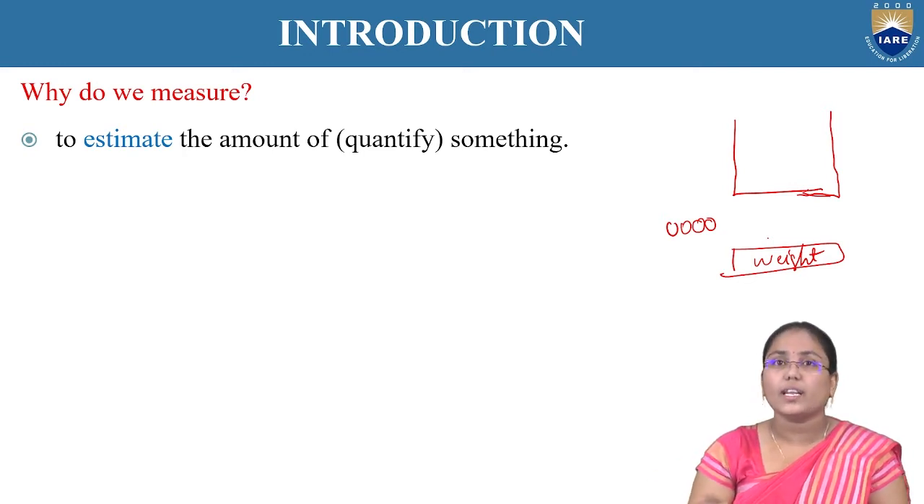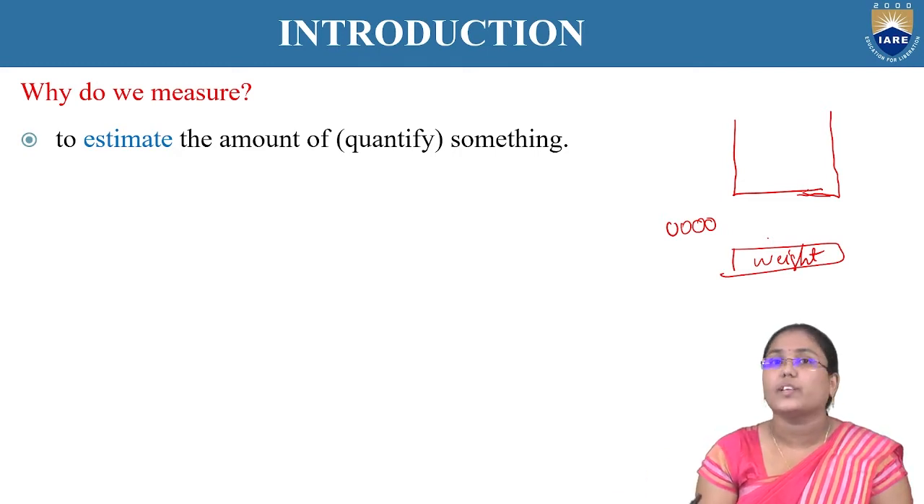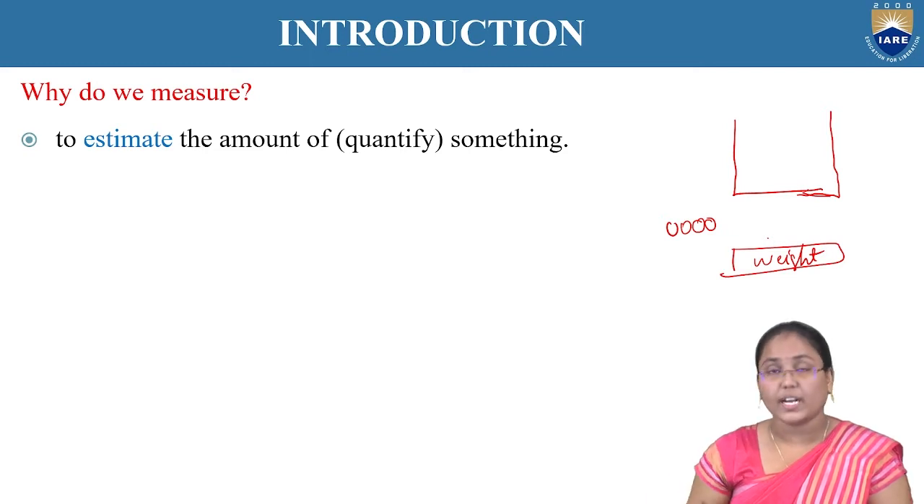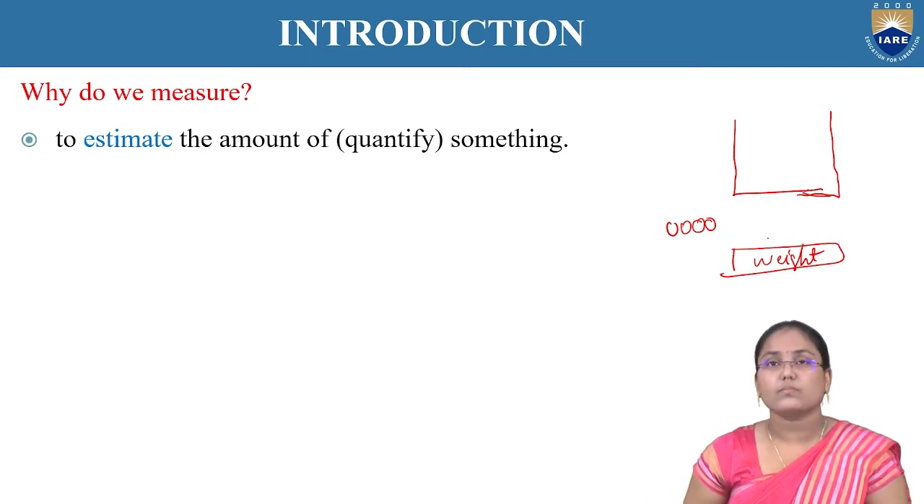Something is anything, any quantity we are going to measure, whether it is liquid, solid, or even gases, which we measure in terms of pressure and so on. Whenever there is some quantity, we have to quantify it, we have to estimate that particular something. So that is why we require measurement.